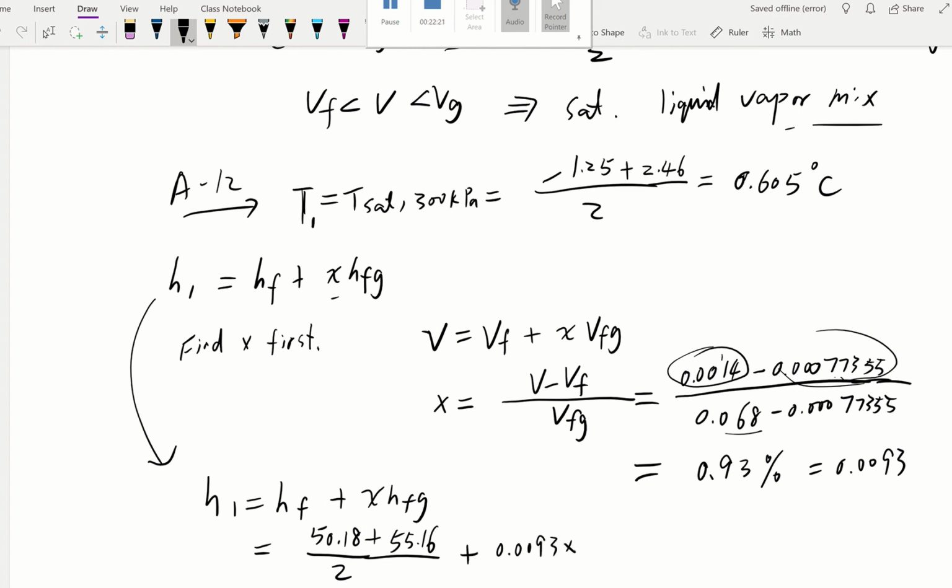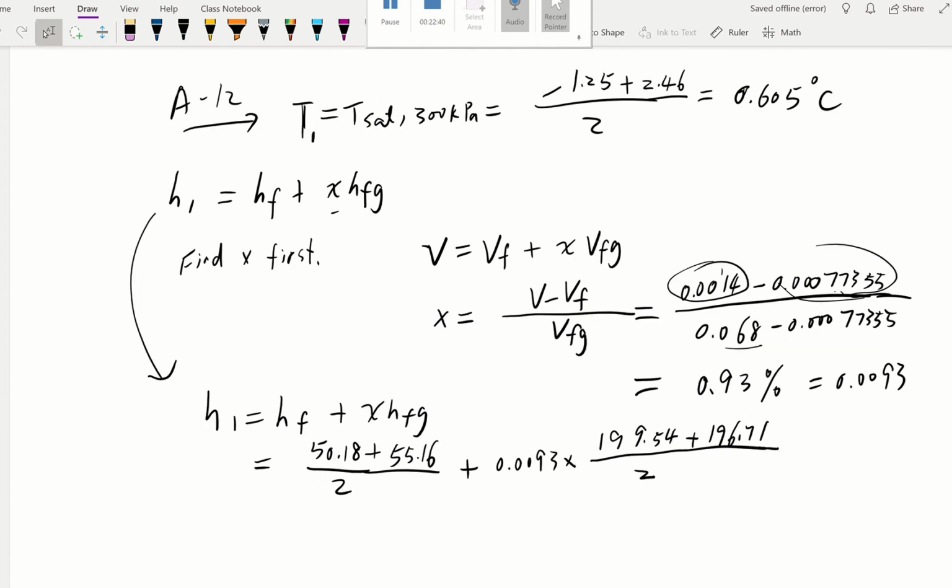You calculate it from specific volume. hfg is going to be the difference between the two. Again, we're going to use linear interpolation using the hfg in table A12 to get those values. Okay, so we have this value, then we can find our h1. Pause for a few seconds, what did you get? So putting it in the calculator, we calculate h1, the specific enthalpy, as 54.51 kilojoule per kilogram.